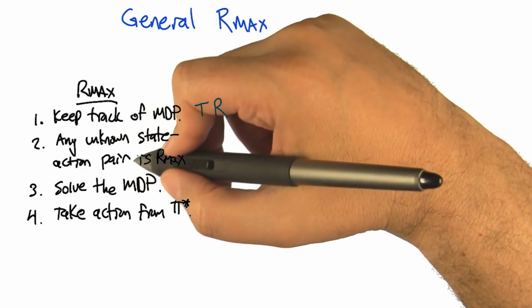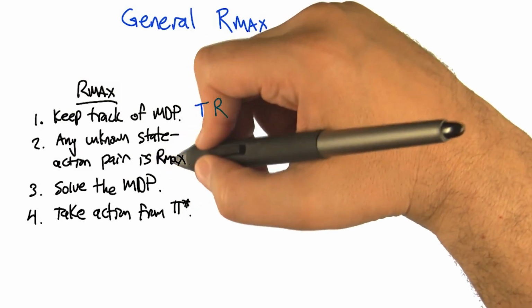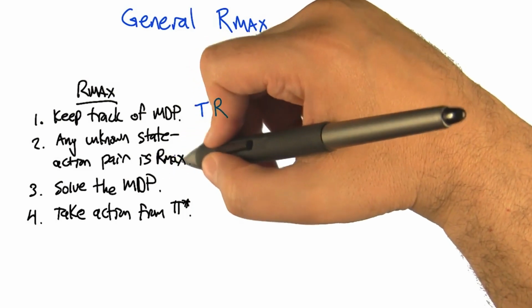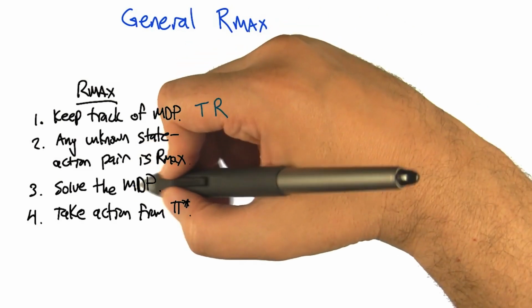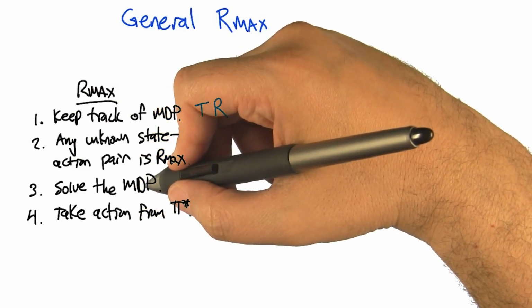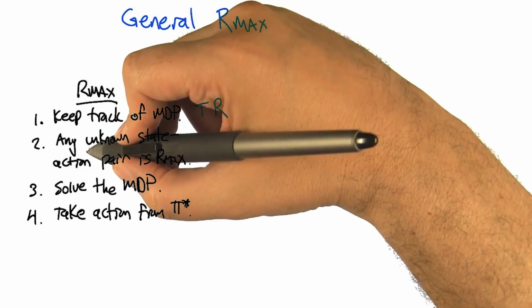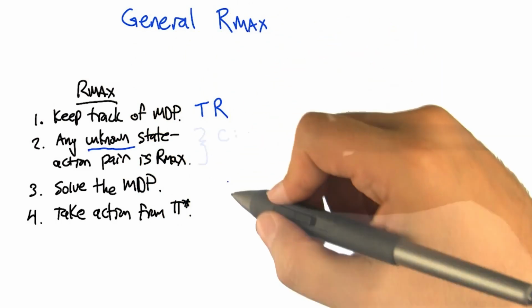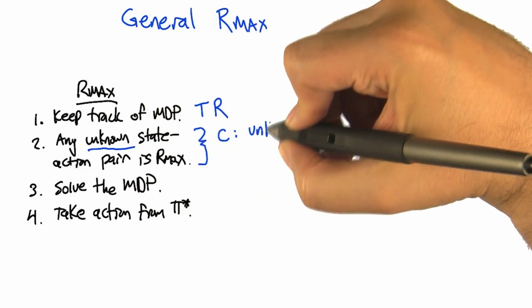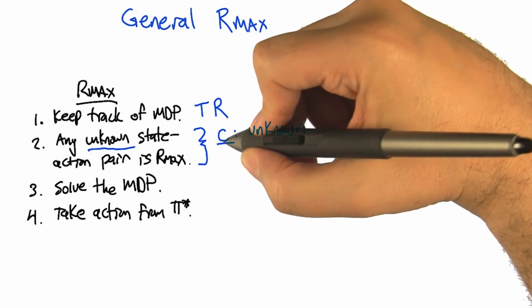Any unknown state action pair, we're going to assume has a reward of Rmax and then a self loop so that we can just get Rmax for a long time. Then we build that MDP, we solve that MDP, and we take an action from the optimal policy with respect to that MDP that we solved. The only difference is going to be this notion of unknown. And the idea is that we're going to have some parameter, call it C, and a state action pair is unknown if it's been visited or we've tried it out fewer than C times.